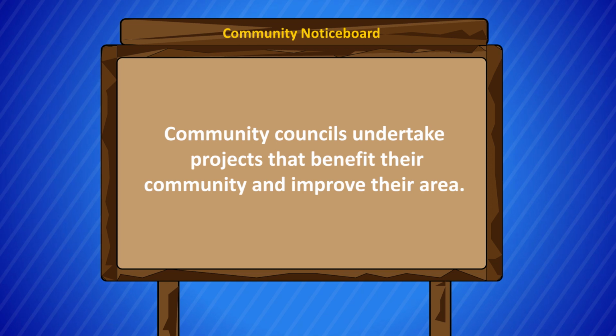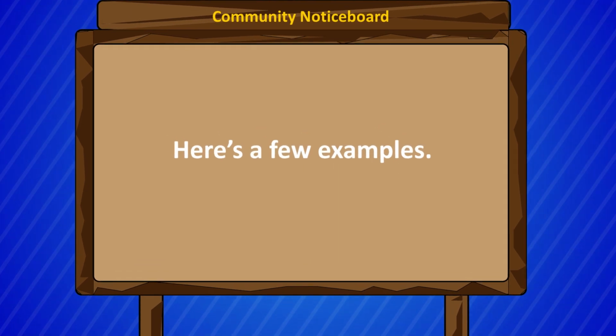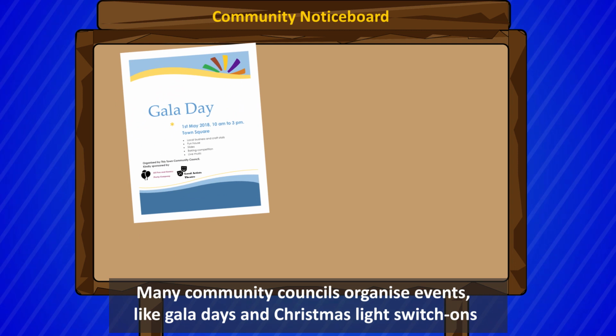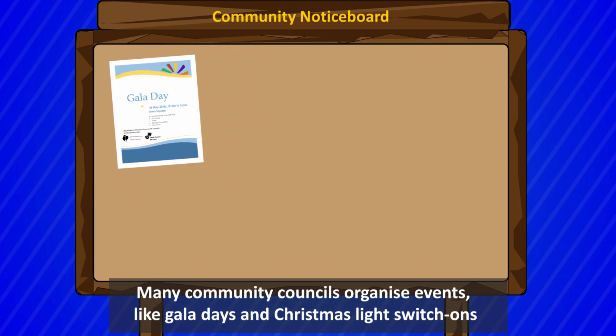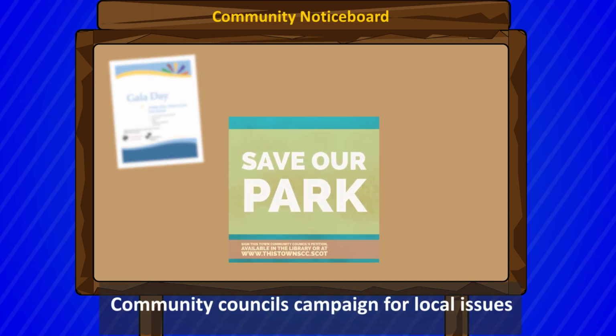Community councils undertake projects that benefit their community and improve their area. Here's a few examples. Many community councils organise events like gala days and Christmas light switch-ons. Community councils campaign for local issues.